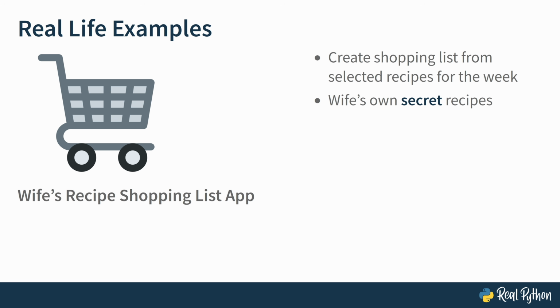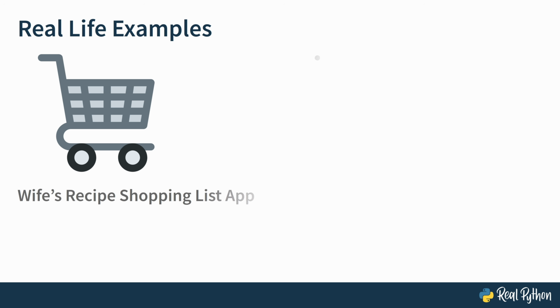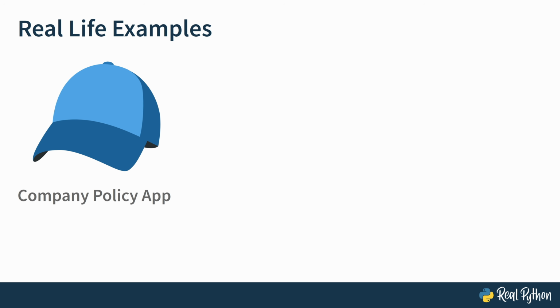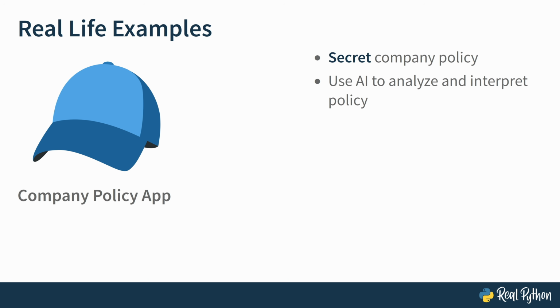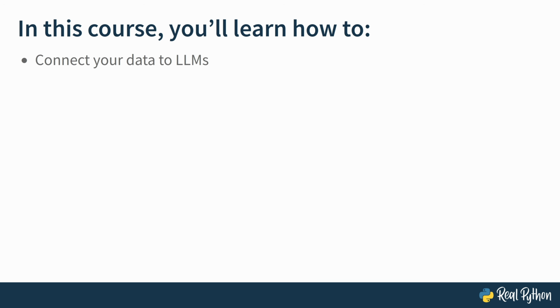And because they are secret, obviously, I will not be sharing those with you in this course, but you will be creating a real-life kind of company policy app with a secret company policy. And then you will use AI to analyze and interpret that company policy. You will also learn something about hats and baseball caps. Right, so in this course, you will learn how to connect your data to LLMs and how to perform retrieval-augmented generation, because that is what RAG stands for.